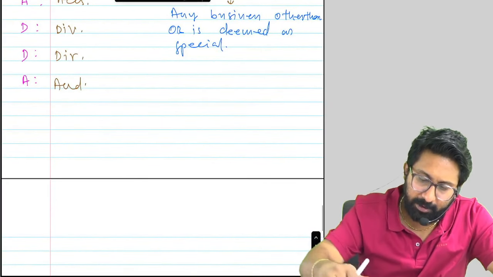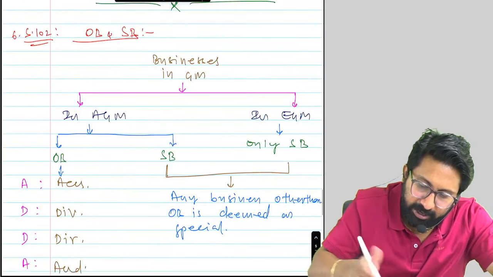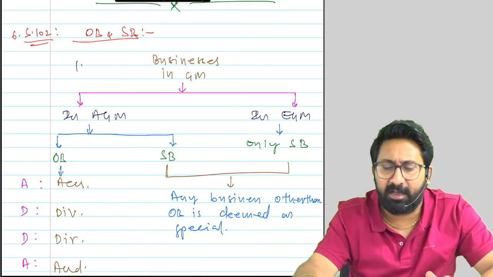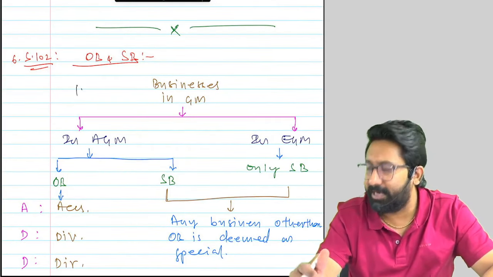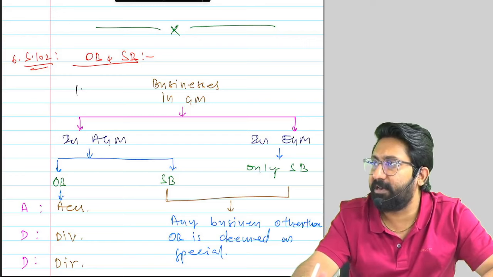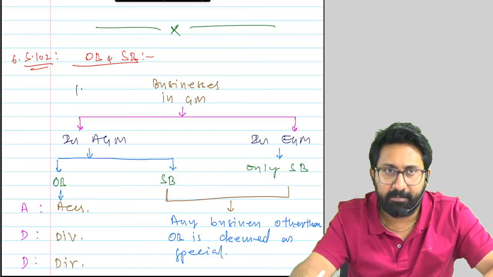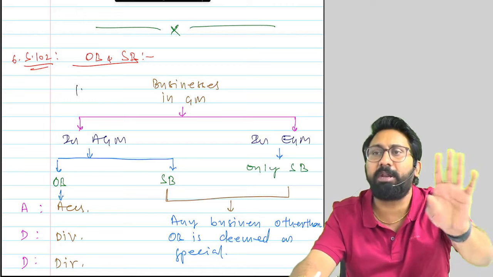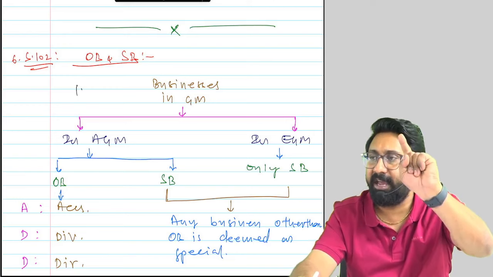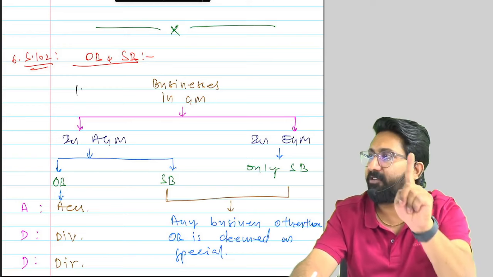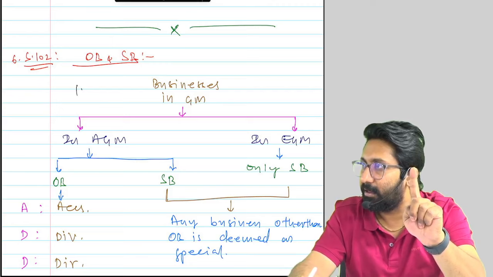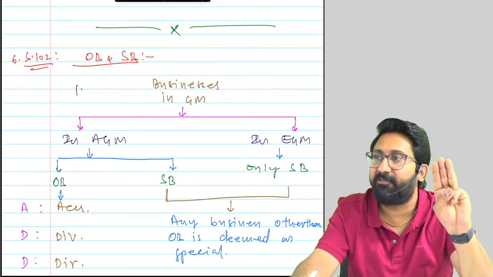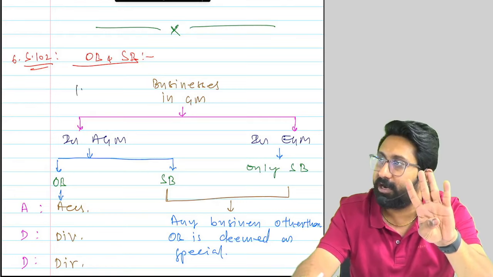Now, below write down. This is point number one. First tell me, everyone understood the point number one clearly? How many types of general meetings will be there? Two types: number one, AGM; number two, EGM. In AGM, how many types of businesses can be there? Ordinary business, special business. How many ordinary are there? Four: A, D, D, A. A for accounts, D for dividend, another D for directors, another A for auditors.